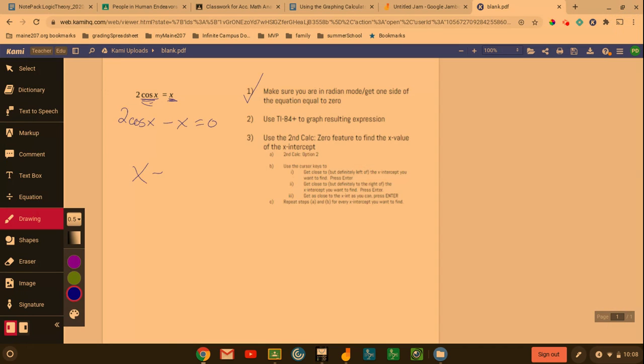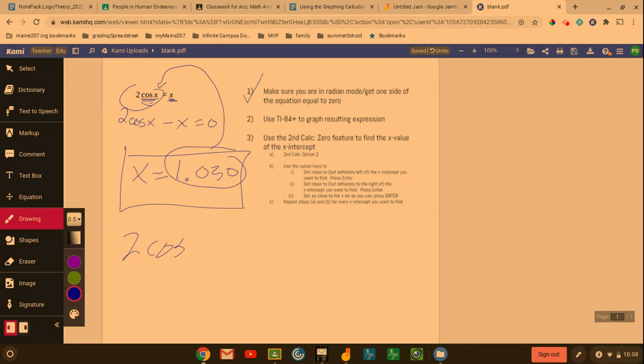So x equals 1.030. And I'm done with this problem. If I wanted to double check my work, I would take this value and plug it into this x and do this calculation, 2 times the cosine of 1.030. And I would take this x value and plug it into this x, which is just itself. And these 2 sides would be pretty close to equal, not quite. Like we rounded, so it'll be off a little bit, but that's basically it.